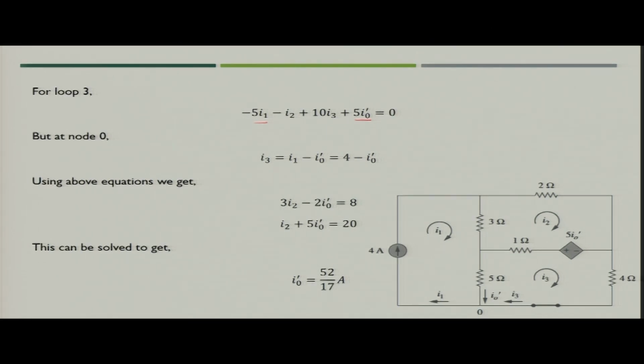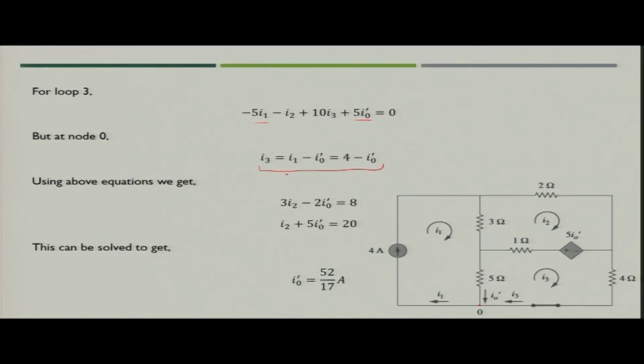Now, since it is a dependent source, the loop equation alone is not able to solve the circuit. We have to take one node and apply KCL also to find out the current relationships. If you put KCL at node 0, I1 is nothing but I naught dash plus I3. So, when you simplify, you will get I3 is I1 minus I naught dash.